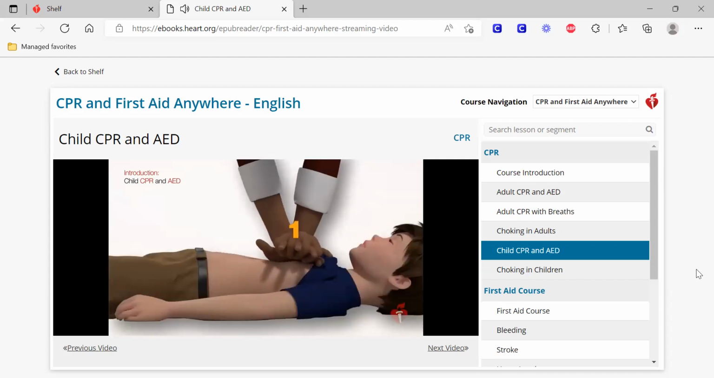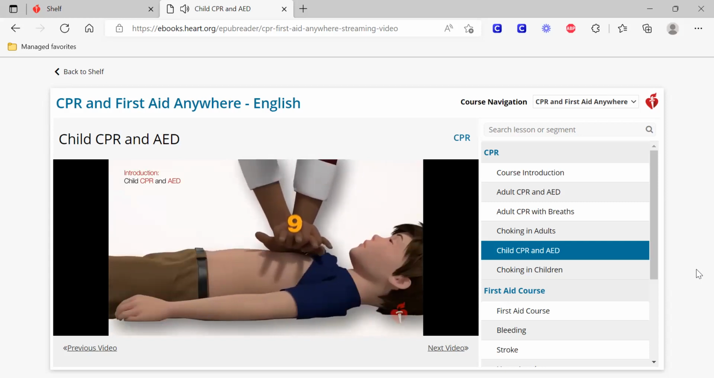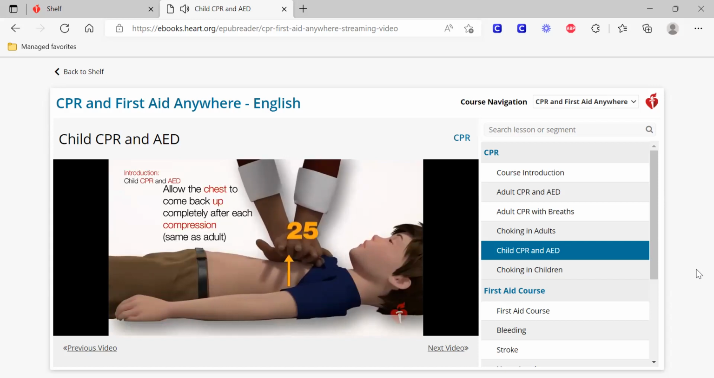Much of the rest of child CPR is the same as adult CPR. You need to make sure the child is on a firm, flat surface like the floor. You need to push fast at a rate of 100 to 120 compressions per minute and let the chest come back up completely after each compression.